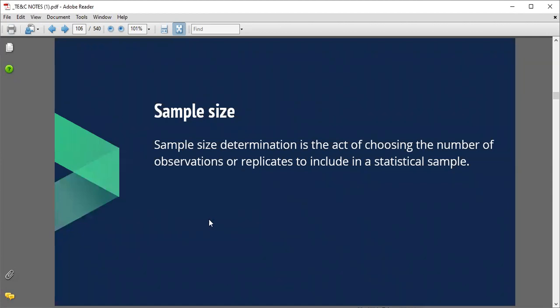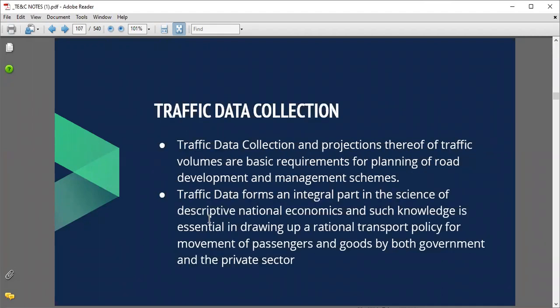Sample size determination is the act of choosing a number of observations or replications to include in a statistical sample. It comes under mathematical expressions: how many vehicles per day or per hour are moving, entering or exiting from that road.